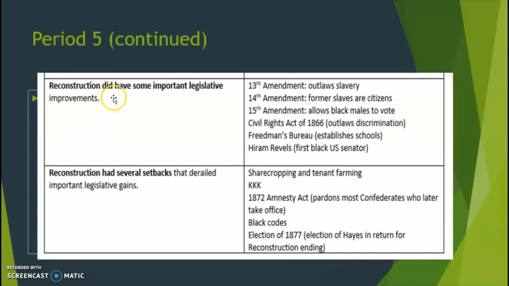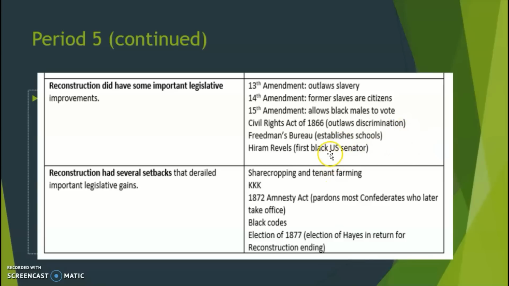So we do have some important initiatives that are going to come out of Reconstruction. As I said here, the 13th, 14th, and 15th Amendments. A good way to remember these three: free, citizens, vote. So the 13th Amendment makes them free. The 14th Amendment makes them citizens. The 15th Amendment allows for Black males to vote. So: free, citizens, vote. Also during this time, we're going to have the Civil Rights Act of 1866 outlawing discrimination.